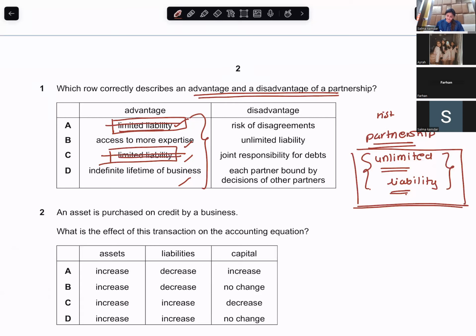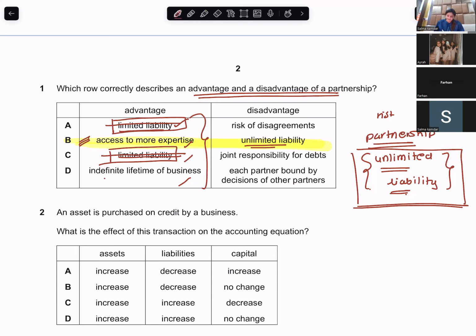This is an advantage, access to more expertise. Okay, access to more expertise is an advantage and unlimited liability is a disadvantage. Yes. Option D is correct. Okay. We will also go and check option D.